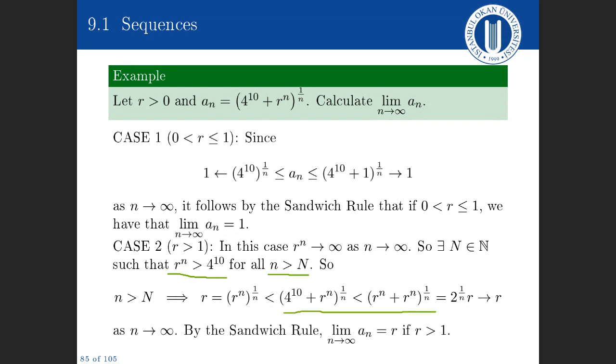First of all, look at this bit I've underlined in green. 4 to the power 10 is smaller than r to the power n, so that's true. And on the left, let me take a different color. Now I'm underlining in orange. Just remove the 4 to the power 10 and it gets smaller. Take the limits of each side, we get r on the left and r on the right. We're sandwiched between r and r, so by the sandwich rule, the limit must be equal to r.